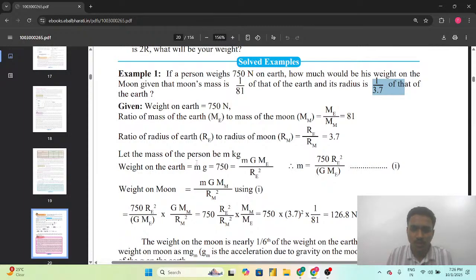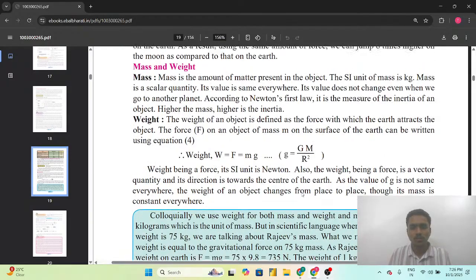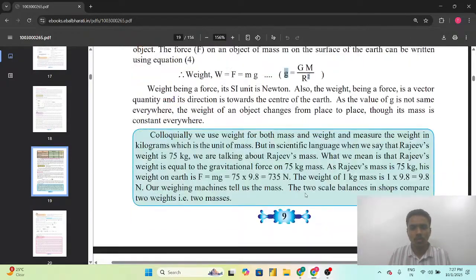Let the mass of the person be m kg. Weight on the earth will be mg, which is equal to 750, which is equal to G m Me upon Re whole square. Actually, this formula has come from here: g is equal to GM upon r square.